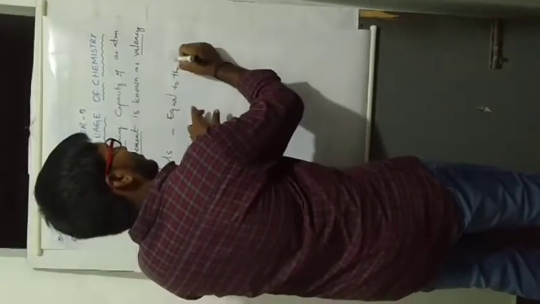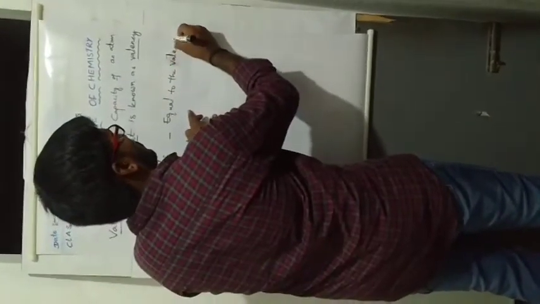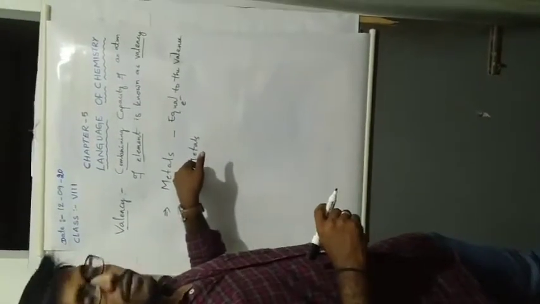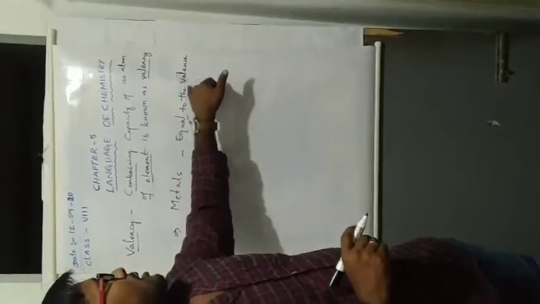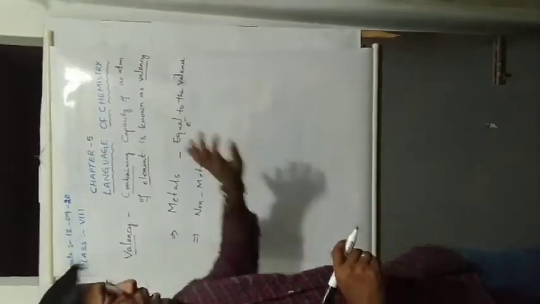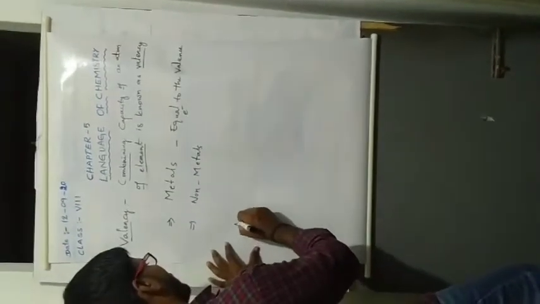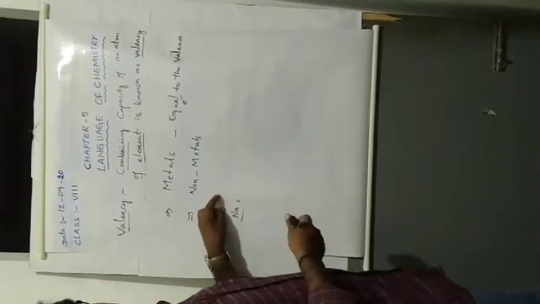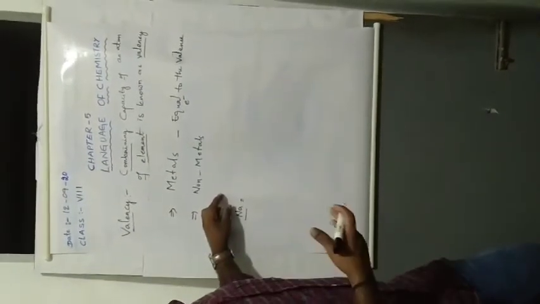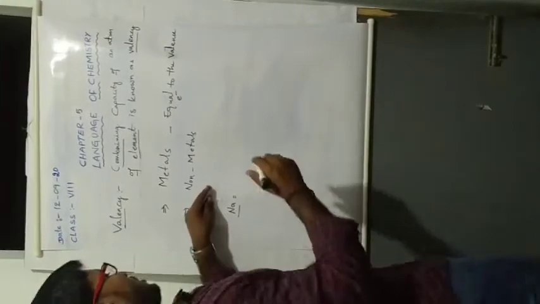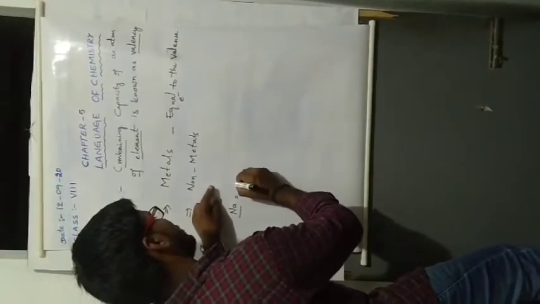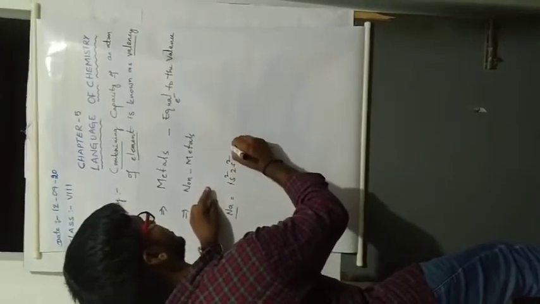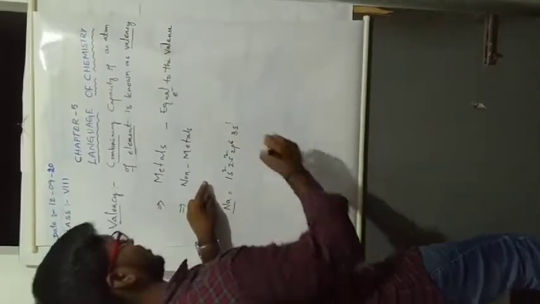Metals: the valency of a metal is equal to the valence electrons. Suppose we take sodium. How to find the valence electrons? Sodium is a metal, and metals always lose electrons. The electronic configuration of sodium: 1s2, 2s2, 2p6, 3s1.